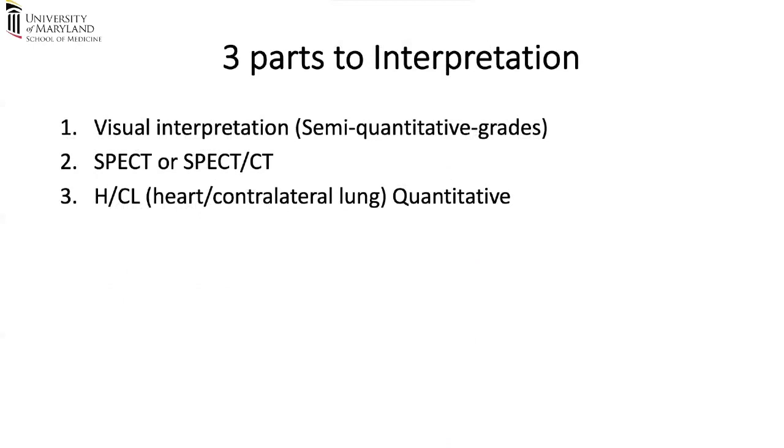So to me, I break it up into 3 parts to interpreting these studies. First is the visual interpretation, otherwise known as the semi-quantitative grades. Again, different names. Semi-quantitative grades, visual interpretation, the same thing. The next is SPECT, and if you've got SPECT/CT, that is preferred. You got to do that. And then third is this heart to contralateral lung, and that's the quantitative part. So now we've got a bunch of names. We've got semi-quantitative, quantitative, visual inspection, heart to contralateral lung, SPECT, all these terms being thrown out there. I want to make it really simple, 1, 2, and 3. And let's kind of go through this pathway a little bit.